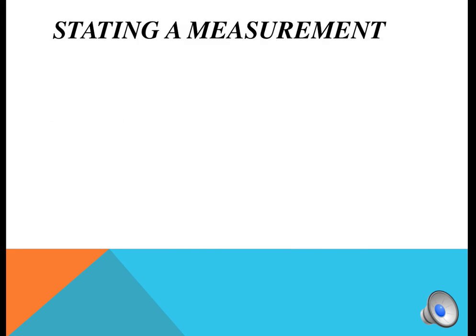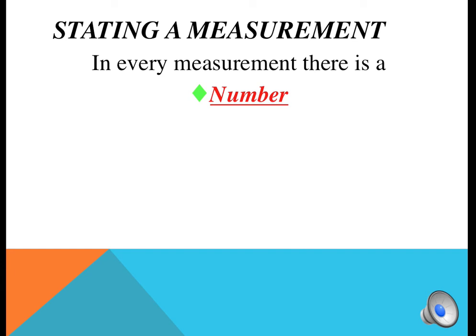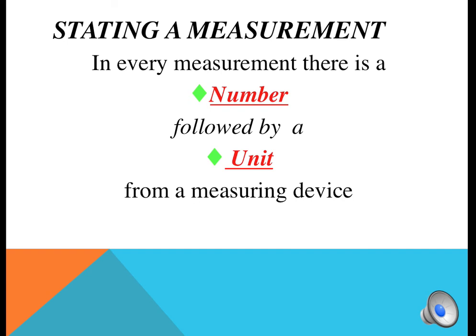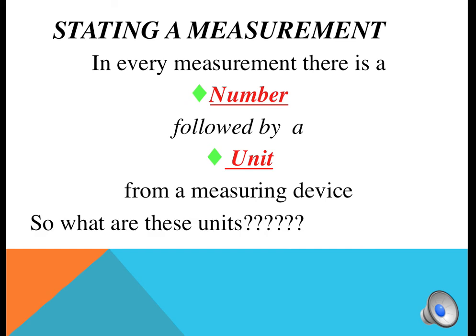How do we state a measurement? In every measurement, there is a number, so that's the value you're getting from your apparatus, and it's followed by a unit from the measuring device. So that tells us how we measured it or what type of tool that we used. And I apologize, I am outside, so you will probably hear cars and things going by, just as there was one now. So once again, there is a number, and it's followed by a unit.